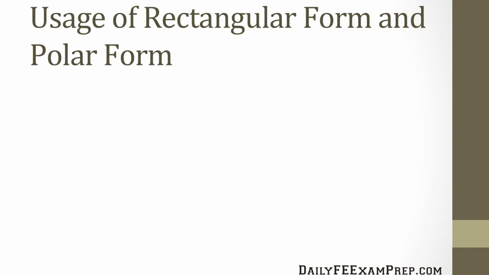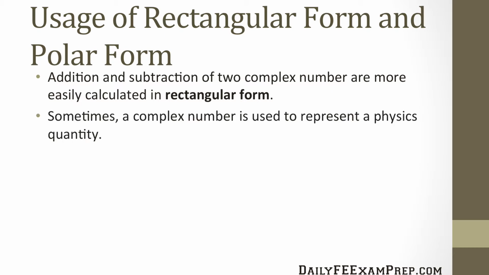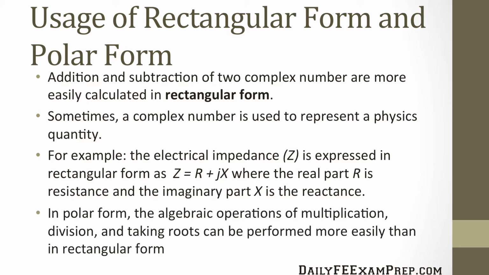So the usage of rectangular form and polar form. Addition and subtraction of two complex numbers are more easily calculated in rectangular form. Sometimes a complex number is used to represent a physics quantity, or for example, the electrical impedance Z is expressed in rectangular form as Z is equal to R plus jX, where the real part R is resistance and the imaginary part X is the reactance.